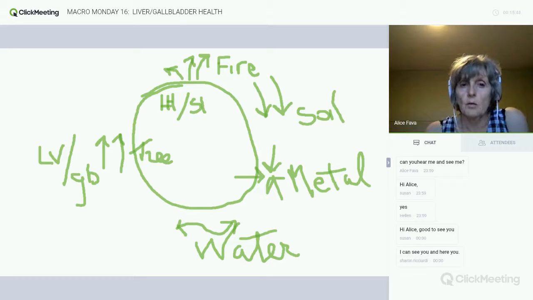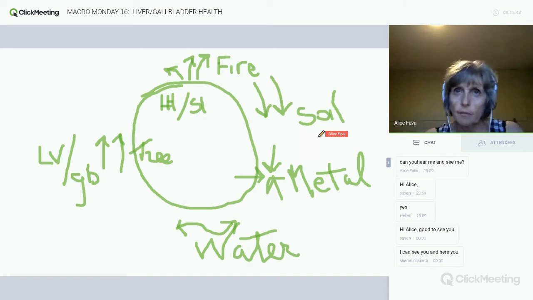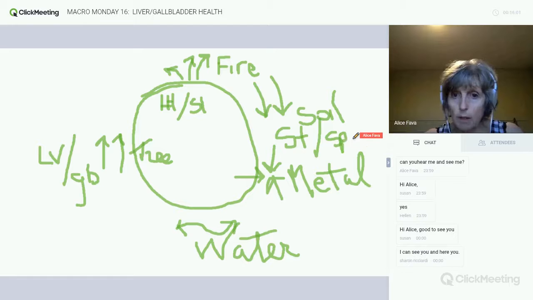Okay, so then let's move on to soil energy. And the organs that are nourished by soil energy are the stomach, spleen, and pancreas.